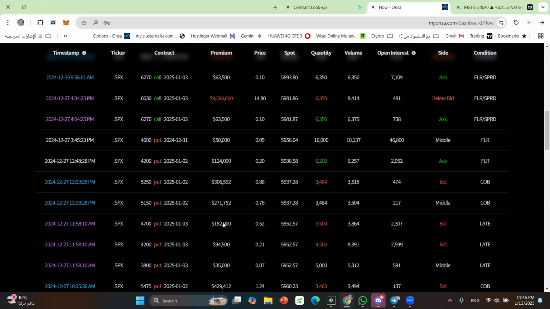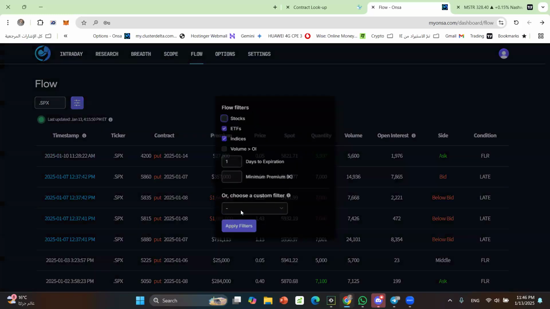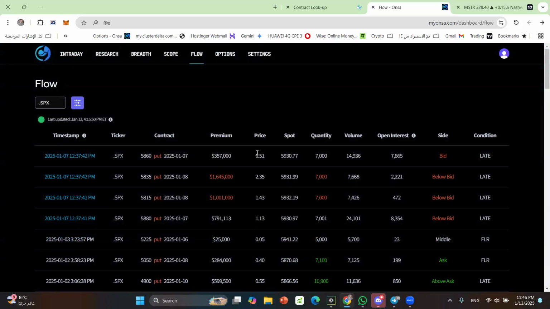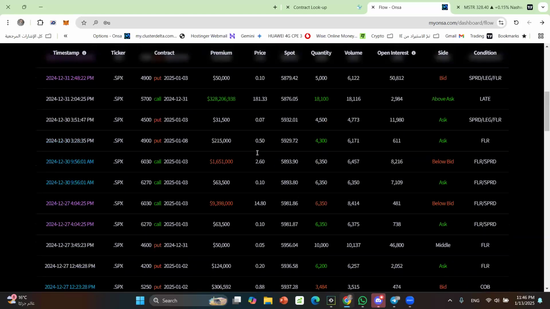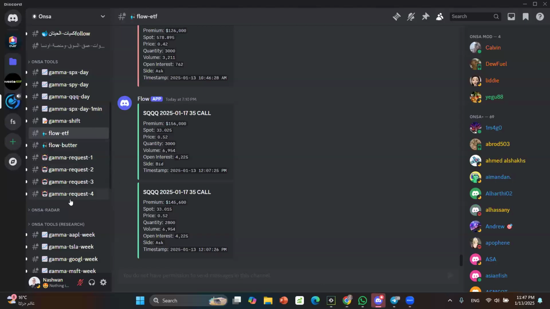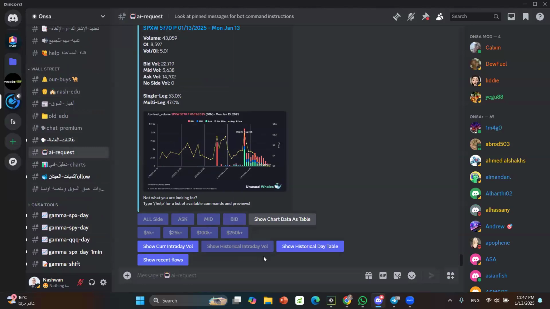Those are for intraday, right? Yes, intraday. I just made it 1 day only. You can also make it 0 DTE, only for today. But I can just use the AI request that shows everything, same thing flow, and then the gamma? Yeah, absolutely. You can use the AI request here to get more details on the contracts we've got.